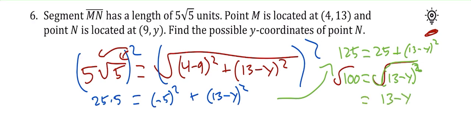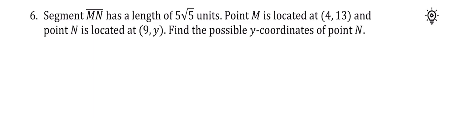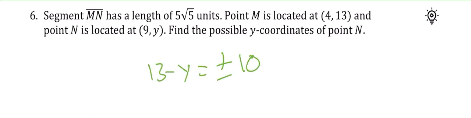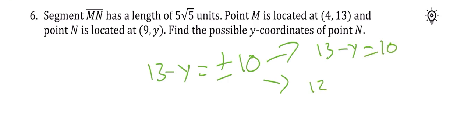And this is a case where we need to be very careful to use plus or minus. Taking the square root of (13 minus y) squared, those two undo each other, so we just get 13 minus y over here. And when you take the square root of both sides, we have to say plus or minus the square root of 100. Square root of 100 is 10, so plus or minus 10. Okay, well now it's making more sense why they say y coordinates, plural, because we're going to get two answers here. So we have 13 minus y equals plus or minus 10. When you have a plus or minus like this, we break it into two equations: 13 minus y equals positive 10, and 13 minus y equals negative 10.